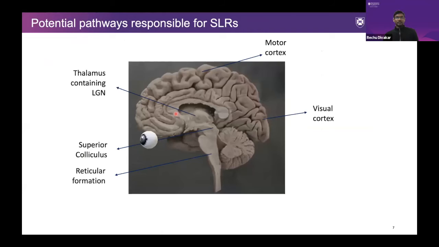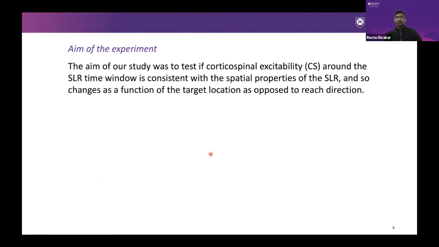Now, the obvious question is, where is the signal that causes this response coming from? The first possibility that comes to mind is a fast cortical pathway that goes to the motor cortex. However, we and other groups have speculated that a subcortical pathway involving the midbrain superior colliculus and the brainstem reticular formation might underlie the short latency response. So my experiment addresses the origins of the short latency response.